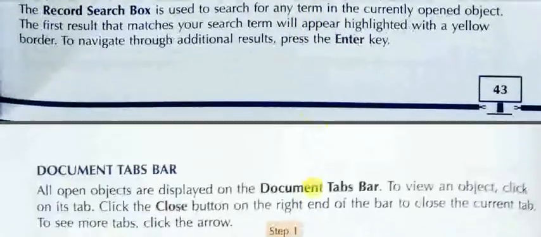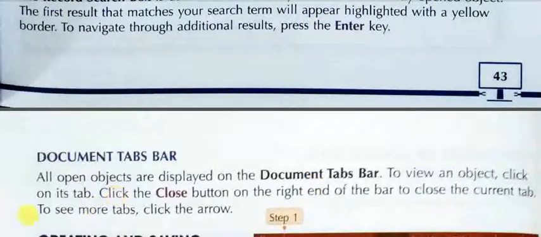The next, document tabs bar. So all open objects are displayed on the document tabs bar. To view an object, click on the tab. Click the close button on the right end of the bar to close the current tab, and to see more tabs, click the arrow. So document tabs bar is mainly used to display the different tabs.